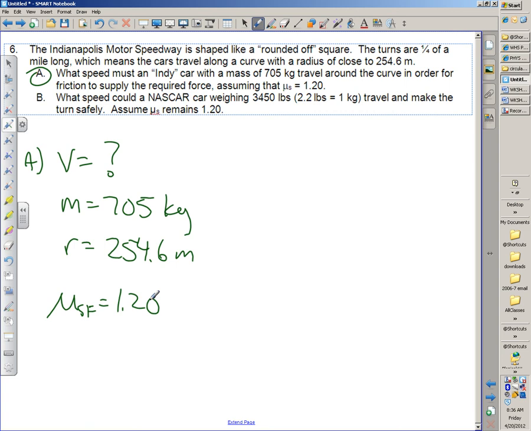For B, the only thing that's different is that you have a different mass for that object. It's pretty easy. Just divide this number by 2.2 and you'll get it. But everything else is set up exactly the same.